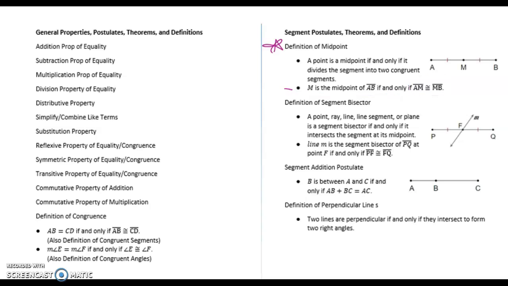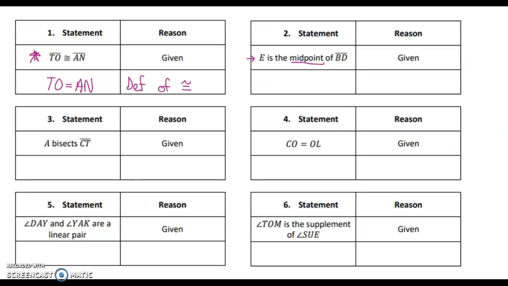So we're going to go ahead and switch back to worksheet 1. So it says E is the midpoint of BD. If you need to draw yourself a little sketch, so right here is E and it's the midpoint. So you can go ahead and you can see, okay, so then BE is congruent to ED.